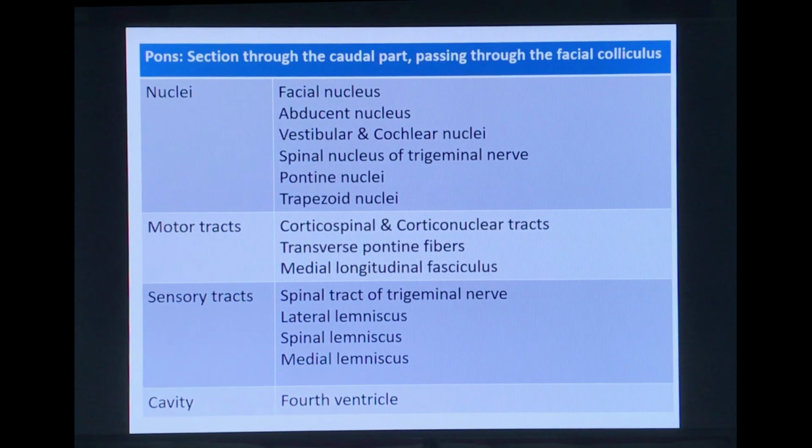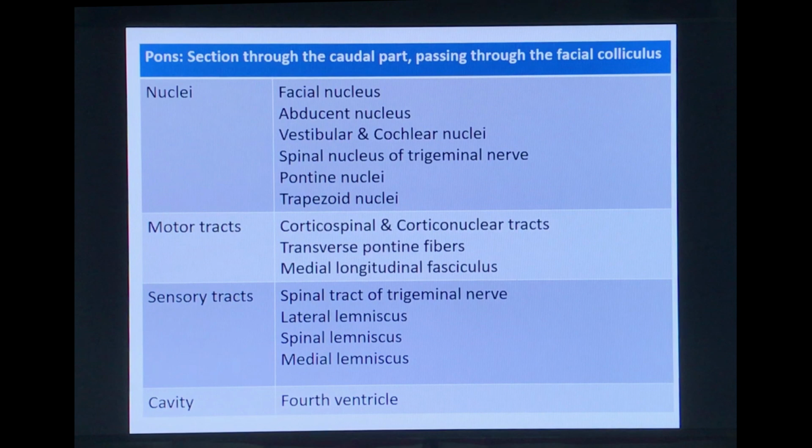Motor tracts include the corticospinal and corticonuclear tracts, then the transverse pontine fibers and the medial longitudinal fasciculus. We came across the medial longitudinal fasciculus even in the medulla, mainly in the section at the level of the open medulla, but I didn't discuss it because I will be discussing it in this video. The sensory tracts include the spinal tract of the trigeminal nerve, the fibers carrying pain and temperature sensation which come and relay in the spinal nucleus.